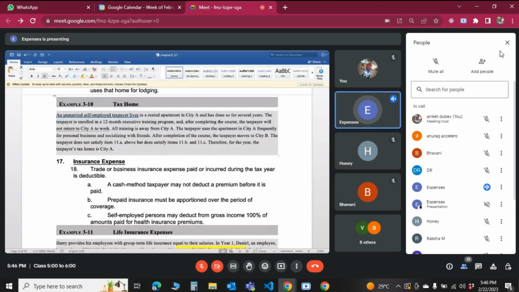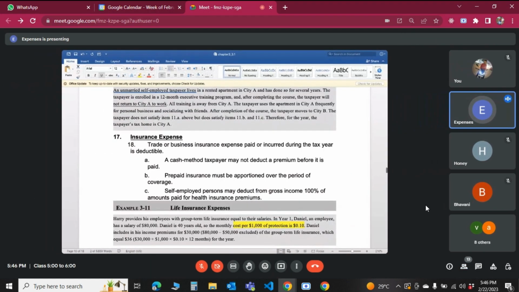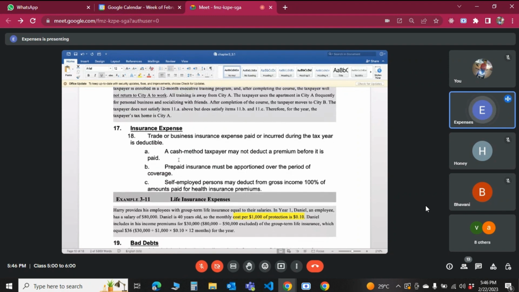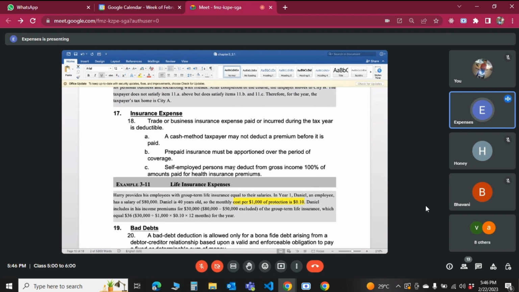So let's go to the next point, insurance expense. Insurance expenses are usually all deductible. There is a slight difference between cash method and accrual method. Cash method needs to make sure the payment has been paid out, but still we cannot take it for more than the time that it covers. So it's more like prepaid rent. It must be apportioned over the period of coverage.